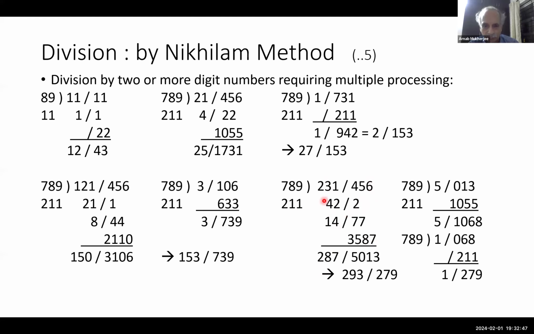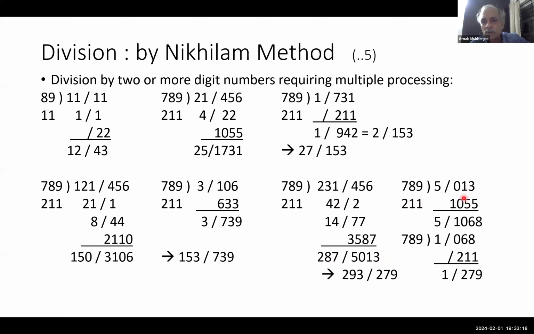But again, during the calculation of the quotient, it doesn't matter whether you write 14 below this, or 1 here and 4 here. But while doing the last step, you have to mind that you don't do 2 plus 1 plus 4, 7. No. 2 plus 1 plus 14, 17. 17 into 211 now becomes 5013, and this becomes 287.